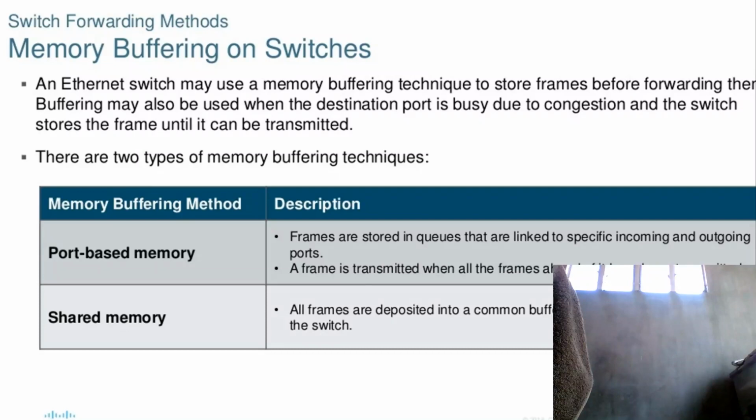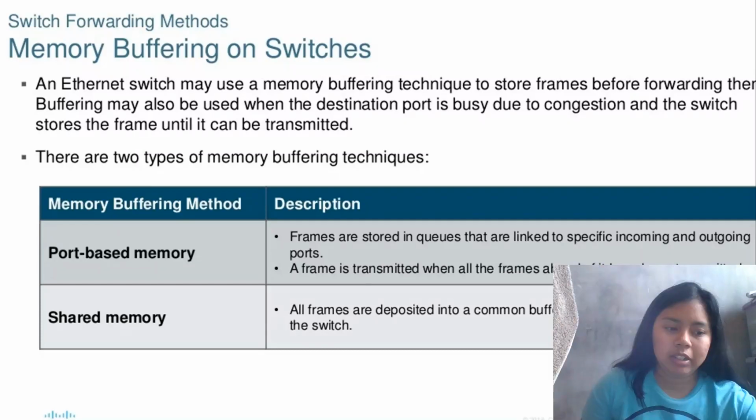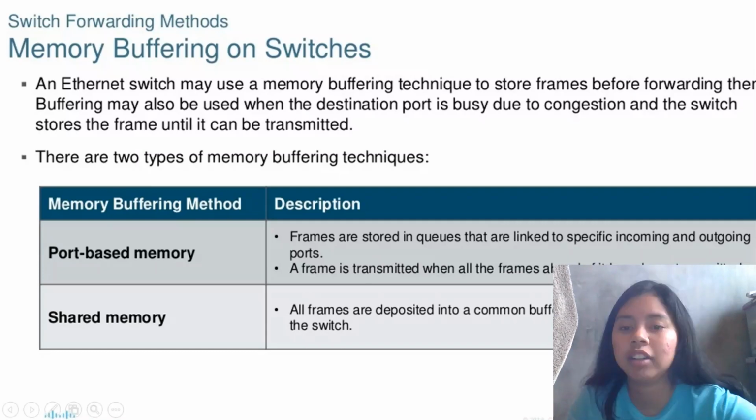Memory buffering on switches. An Ethernet switch may use a buffering technique to store frames before forwarding them. Buffering may also be used when the destination port is busy, holding frames until they can be transmitted. There are port-based memory and shared memory.